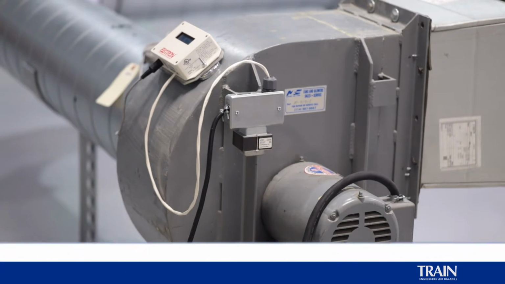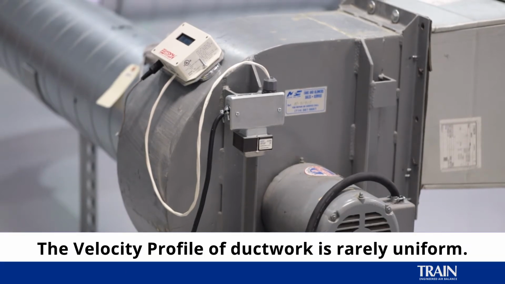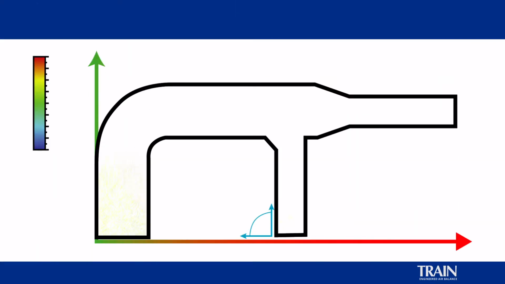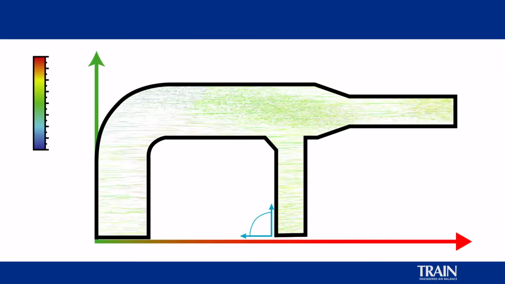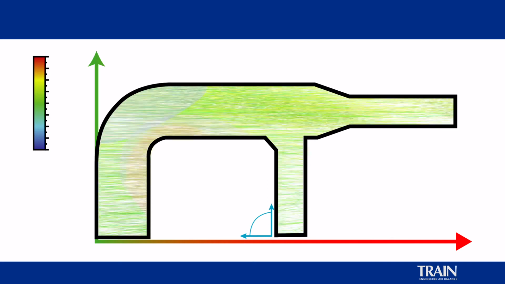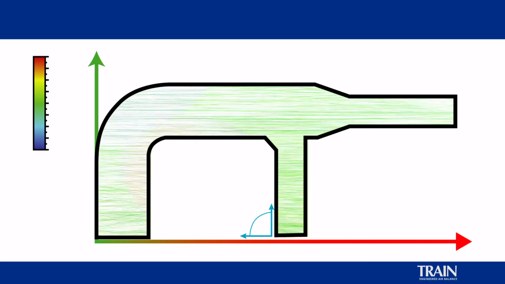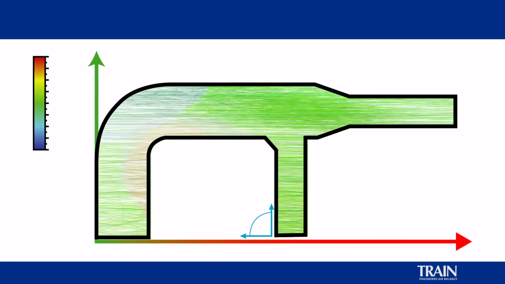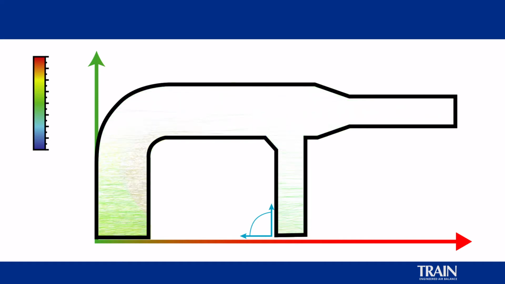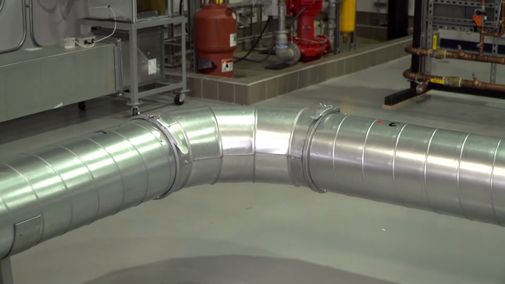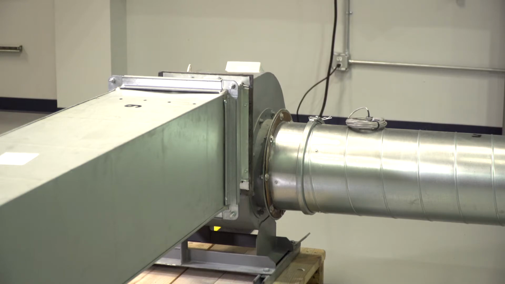Okay, let's talk about velocity profiles in ductwork. Rarely is a velocity profile uniform in the ductwork. Typically, as the airflow moves through the ductwork, it is higher velocity in the center and lower velocity at the edges due to friction. There are quite a few things that can change the characteristics of the velocity profile. This typically includes duct transitions, elbows, and proximity to fan inlets and discharge effects.